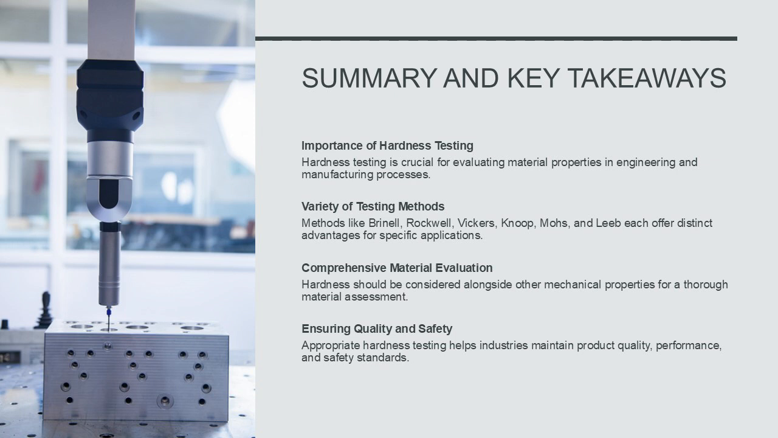Summary and key takeaways. Hardness testing is an essential tool in engineering and manufacturing for assessing material properties. Various methods, including Brinell, Rockwell, Vickers, Knoop, Mohs, and Leeb, offer unique advantages for different applications. Understanding their principles, strengths, and limitations enables engineers to select the most appropriate test for reliable results.